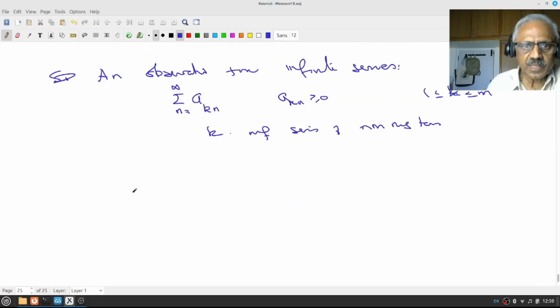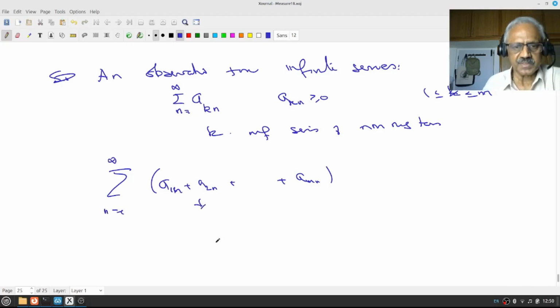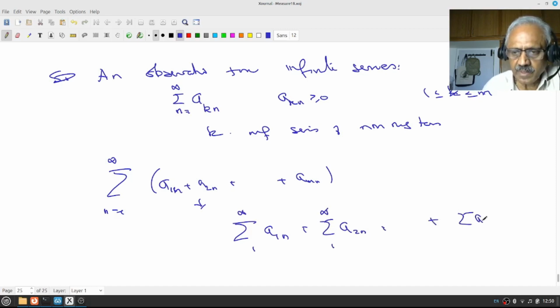Right? Now there are two things I can form. I can form this one: a1n plus a2n plus amn, where n is running to infinity. This is one single infinite series. I also have this one: summation a1n, n from 1 to infinity, plus summation a2n, n from 1 to infinity, plus summation amn, n equal to 1 to infinity.